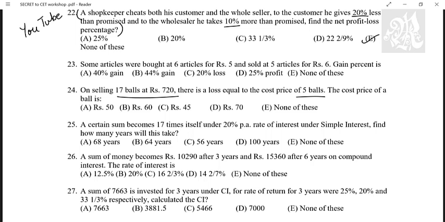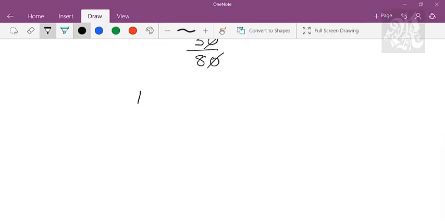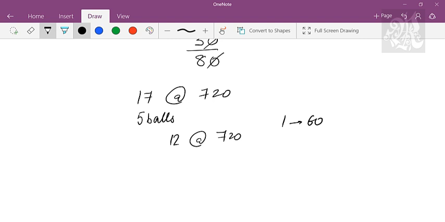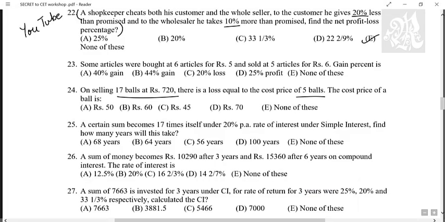Okay, on selling 17 balls, there's a loss of 5 balls. So I sold 17 balls at rupees 720, and I lost the cost of 5 balls, which means 12 balls were supposed to be sold at 720. So per ball cost should be 60 rupees. Right, and that's it, 60.